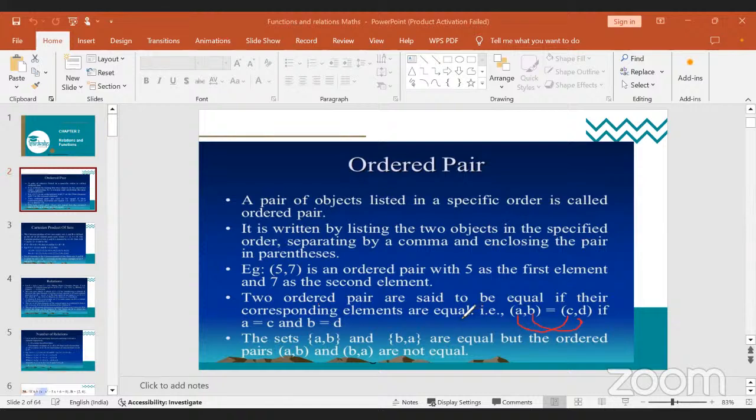Next one, the sets AB and BA are equal, but ordered pairs AB and BA are not equal. Why? Because A and B are entirely different. Only if the second group is reversed can I say it is the same ordered pair. Otherwise, it is not. They are not equal. Okay.